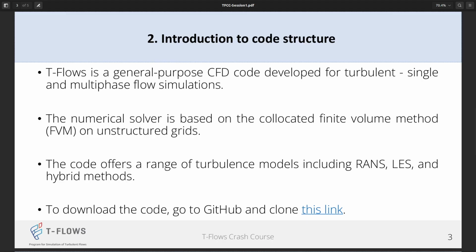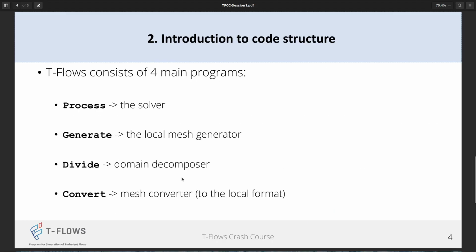So before we download the code from GitHub, I would like to show you the main structure. It's pretty simple. We have four main programs that constitute T-Flows. The first one is process, which is the main solver, the main Navier-Stokes solver, and the main bulk of the code that has all the turbulence models and multi-phase flow modules and particle tracking and everything. And then comes generate, which is the local mesh generator of the code.